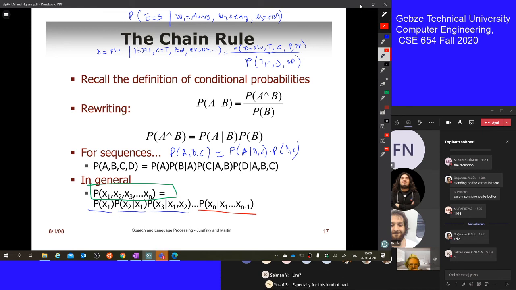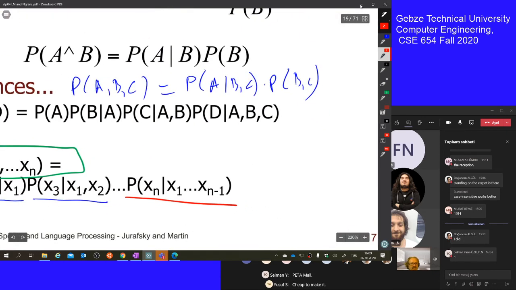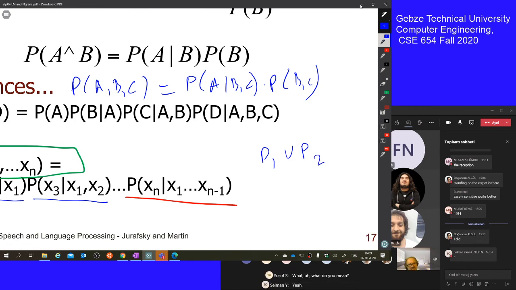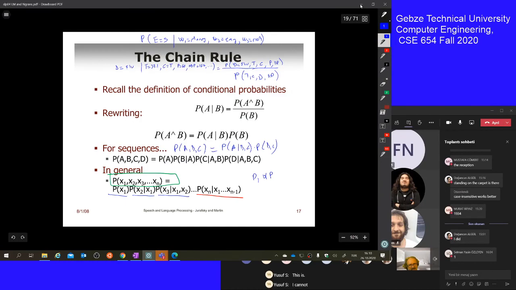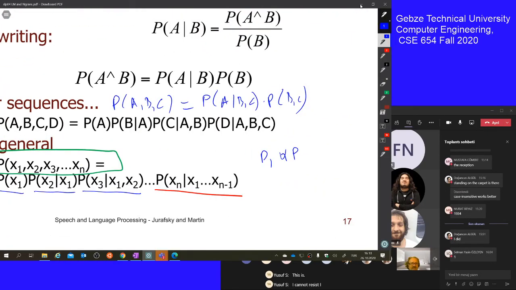P1 union P2 equals P1 times P2 maybe. Like that. Just say it again. P1 union P2. What do you mean? You mean plus? I mean, you generally put a comma in your notation. Just a minute. I cannot erase this. It's the event space. You mean times P2?